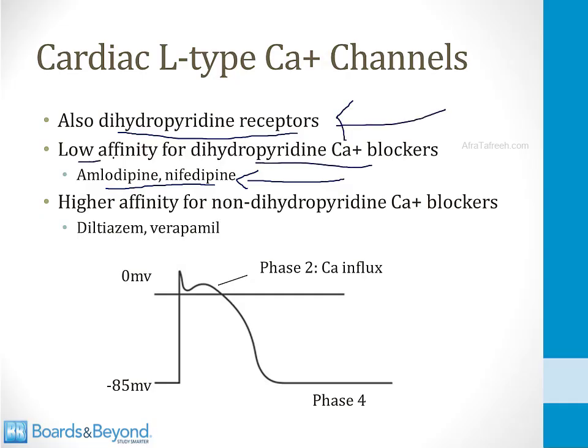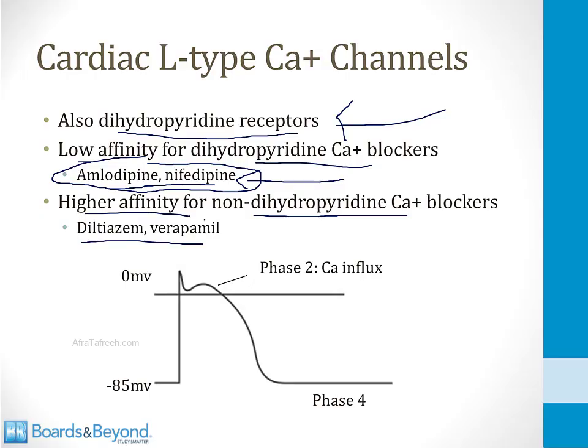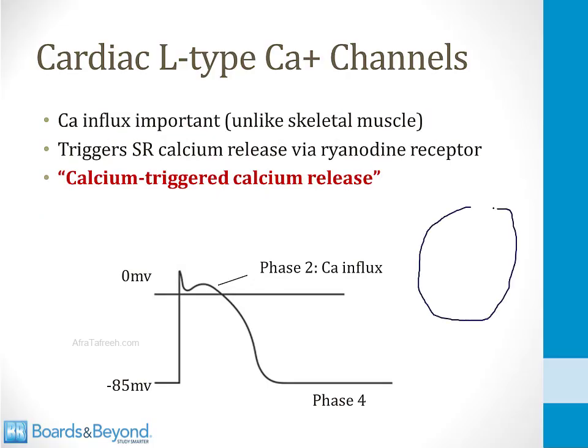Even though the L-type calcium channels in the heart are called dihydropyridine receptors, and even though they can bind these drugs, they do so with a very low affinity. And as a result, amlodipine and nifedipine and other dihydropyridine calcium channel blockers have very little effect in the heart. Most of their effect is in smooth muscle. In contrast, non-dihydropyridine calcium channel blockers like diltiazem and verapamil have a much higher affinity for the L-type calcium channels in the heart, and therefore these are the drugs that are used when you want to block calcium channels in the heart.